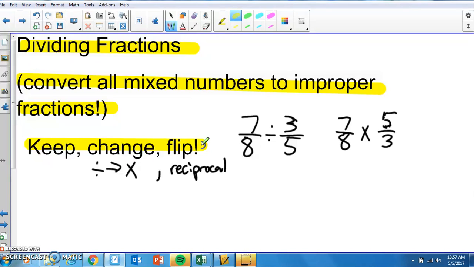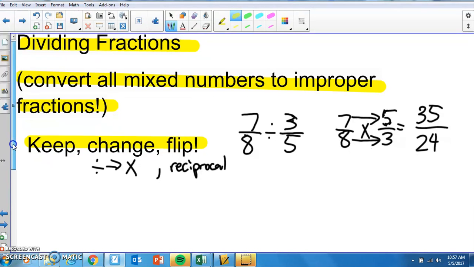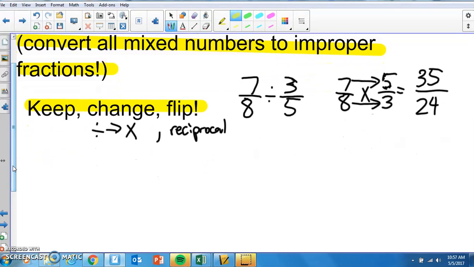All right, so I'm going to look at the 7 and 8, the 5 and 3, the 3 and 7, and 5 and 8 to see if they can simplify. Nothing will simplify, so I go back to multiplying. The rule for multiplying is straight across, so 7 times 5 is 35, and 8 times 3 is 24. And we do not want to leave it improper, so I'm going to divide and make it mixed.